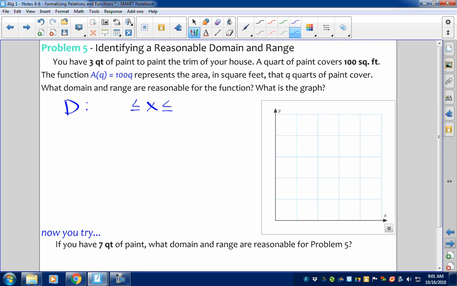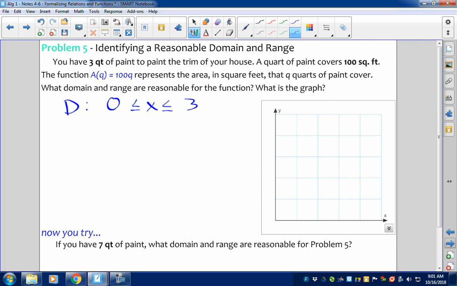Now, if you have 3 quarts of paint at your disposal, you could use 0 paint. Maybe you decide to watch TV all day instead of paint, right? So you don't paint at all, so use 0. You're not going to cover any square footage, so you could have a 0 over here. You could use 0 quarts of paint. You could decide not to do anything in terms of painting. Or you could use up to and including 3 quarts of paint. So that's your reasonable domain for this real life problem.